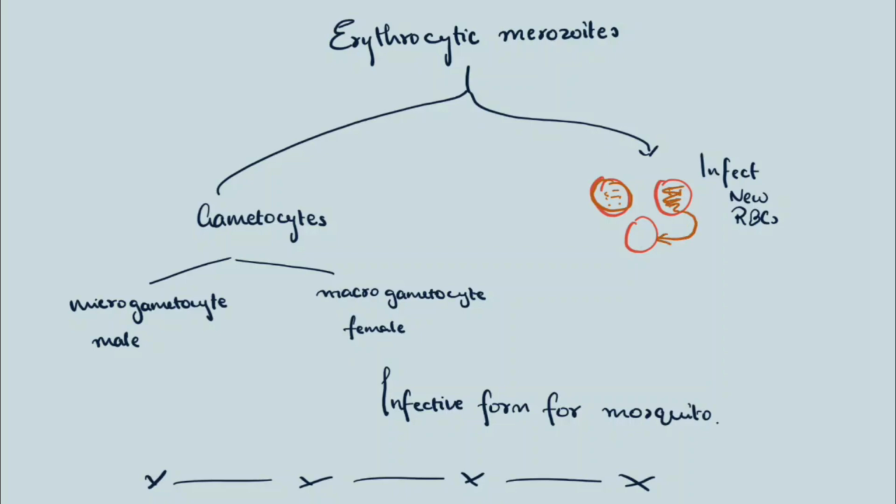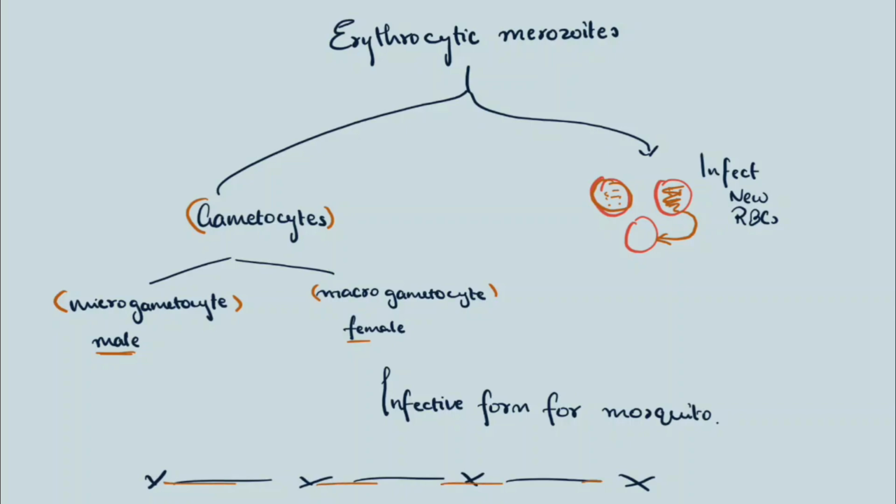But another thing that can happen now is instead of going and infecting new RBCs, they can go and form something called gametocytes. This is the stage of gametogony. We had your pre-erythrocytic schizogony, then we had your erythrocytic schizogony, and now we have gametogony. In this case, we have the formation of microgamete and macrogamete. Microgamete quite obviously being the male gametocyte, and the female being the macrogametocyte. And these gametocytes are the infective form for the mosquito. In man, the infective form was sporozoite. For mosquitoes, the infective form is gametocyte.